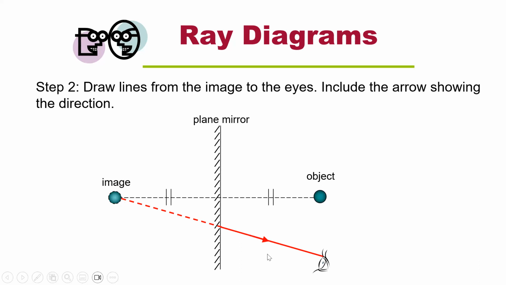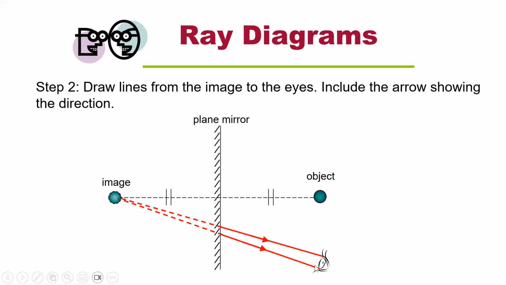You may draw one ray if the question did not ask for 2 rays. But if the question asks draw light rays or draw 2 rays, then you need to draw 2 rays. Otherwise, 1 ray will be sufficient. So I draw 2 rays. One will be going to the top of the eyes, one will be going to the bottom of the eyes from the center of the image. So again, dotted behind, bold in front.